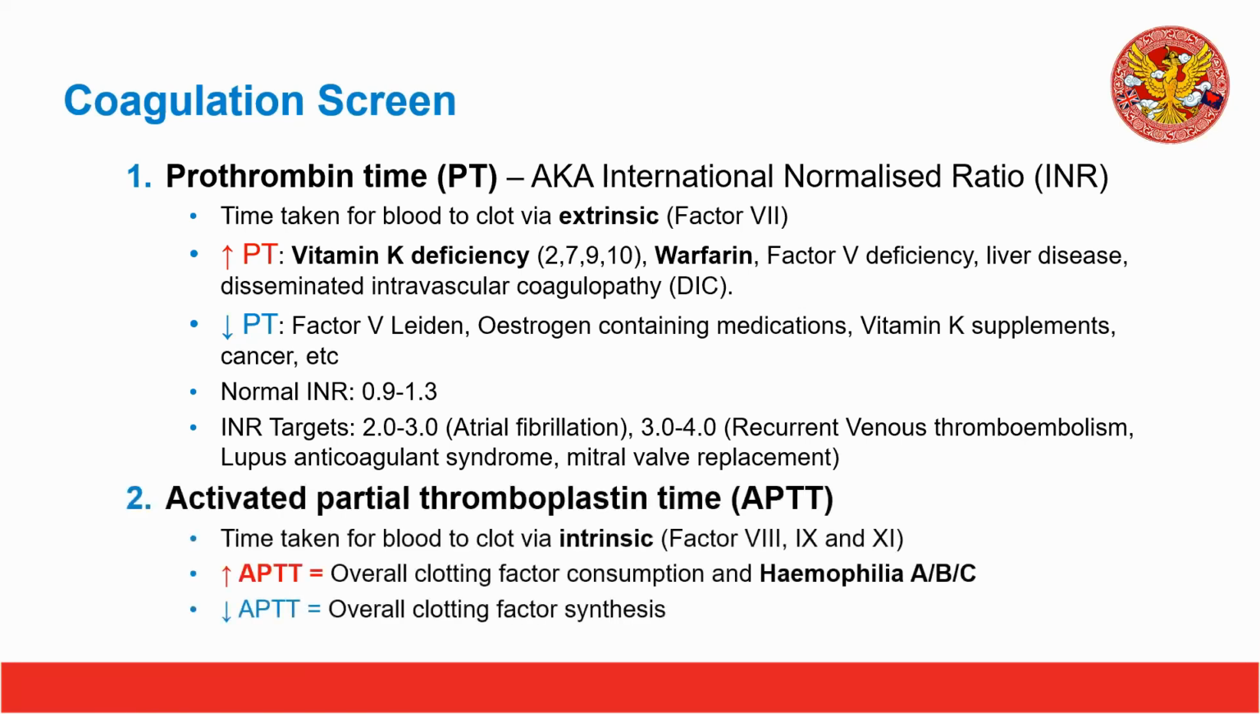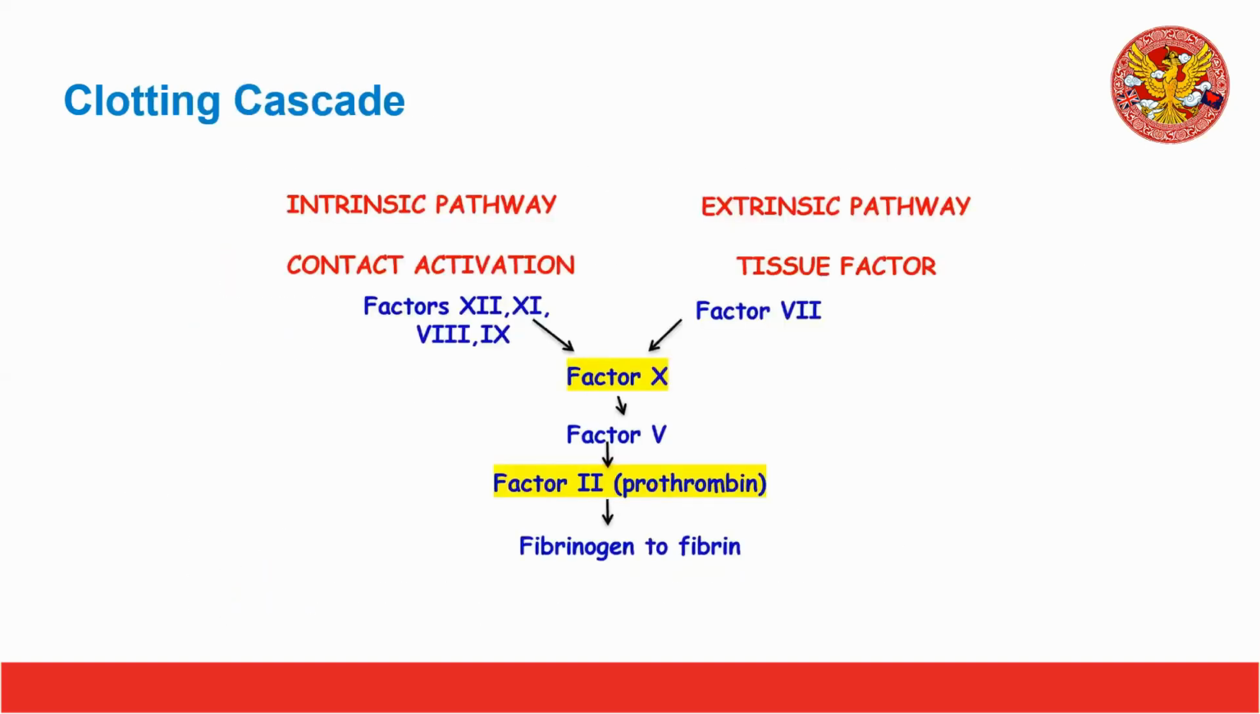Your activated partial thromboplastin time looks more for the time it takes for the blood to clot via the intrinsic pathway. So these are your factors 8, 9, 11. So the ones that can cause an increase in your APTT are your hemophilia diseases. And obviously, similarly to PT, anything that increases the consumption of your clotting factors will also cause an increase in APTT. And a decrease in APTT, similar to a decrease in PT, so factor V Leiden, estrogen-containing medications, and so on. Okay, so this is your clotting cascade, well, very much simplified.